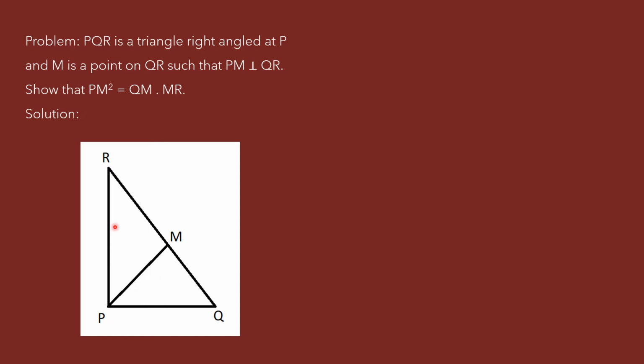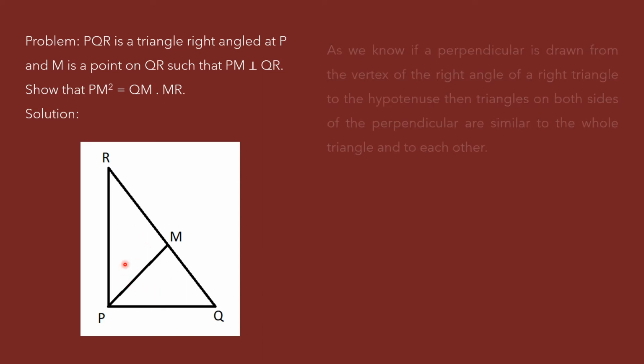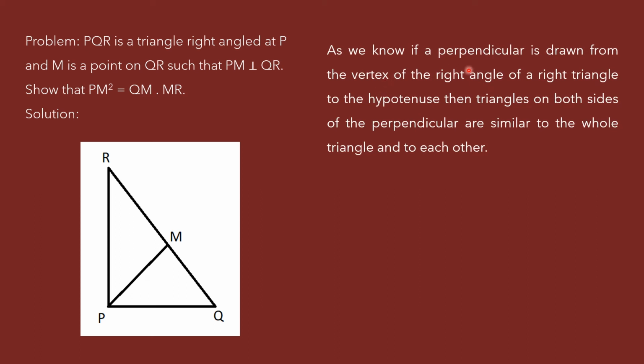There are two small triangles, both similar to each other. Now I will take these two triangles to write that. So I have this result. As we know, if a perpendicular is drawn from the vertex of the right angle of a right triangle to the hypotenuse, then triangles on both sides of the perpendicular are similar to the whole triangle and to each other. First of all, let us write the two small triangles which are similar to the whole triangle.